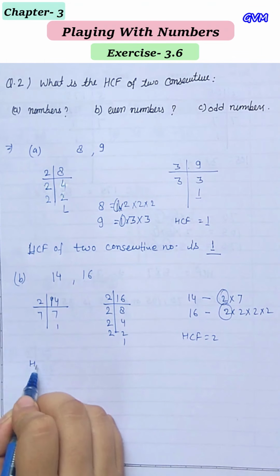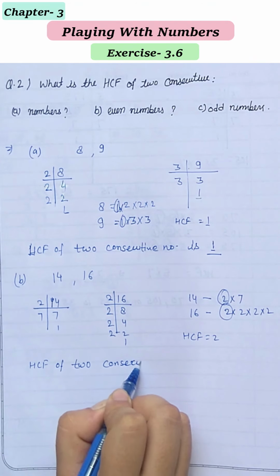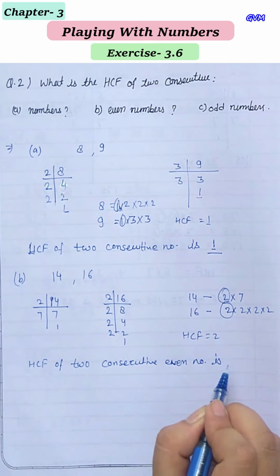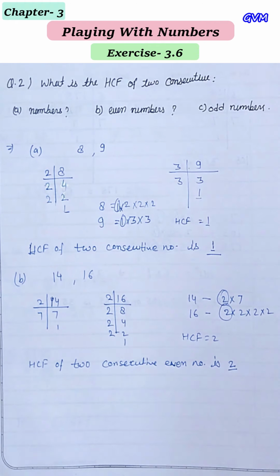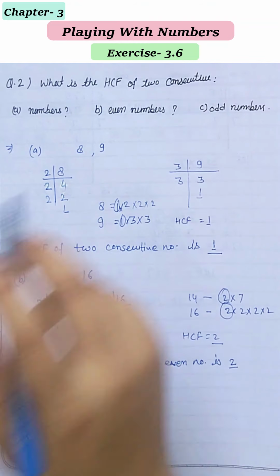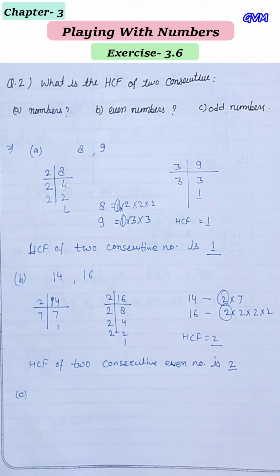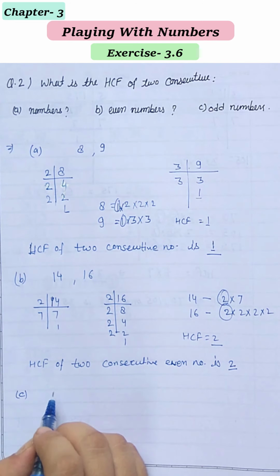That means the HCF of two consecutive even numbers is 2. So you take any two consecutive even numbers, you will have the HCF as 2. Now part C, two consecutive odd numbers. We have found the HCF of two consecutive numbers and of two consecutive even numbers. Now we have to find it for two consecutive odd numbers. So let's take two consecutive odd numbers.